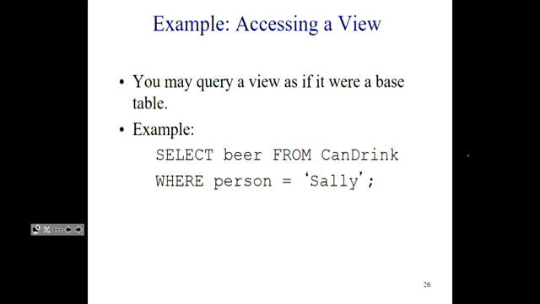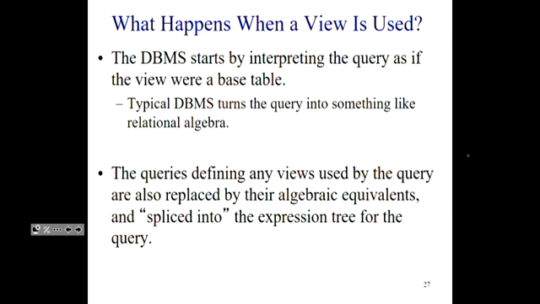So accessing a view, like I said, is just like accessing a regular old relation. You can query a view as if it was a base table. You can say select beer from canned drink where person is equal to Sally. Remember, canned drink was a view that we defined a few slides ago.